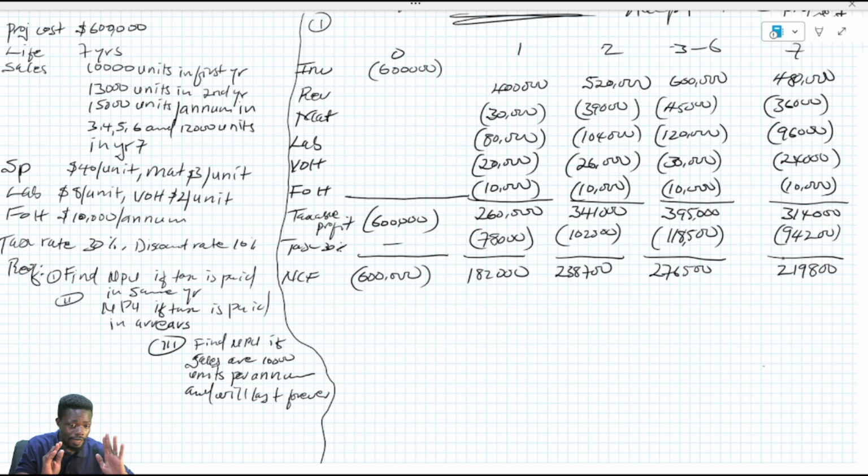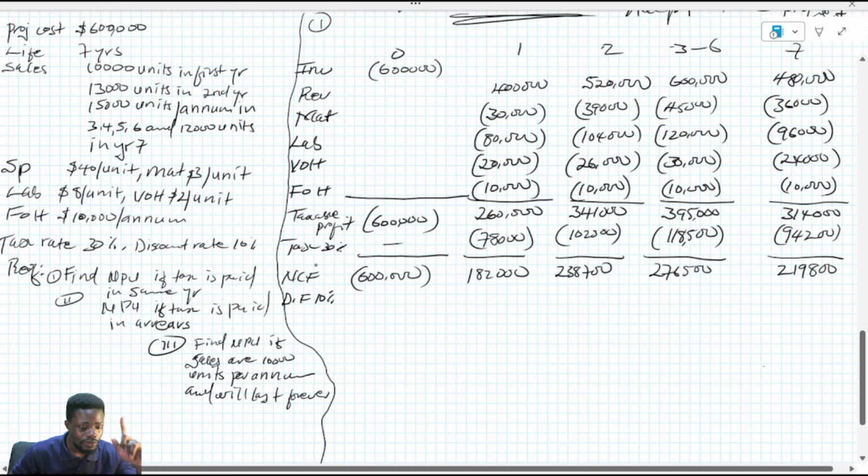Okay, look at it. Now we are about to move into another dimension. What's the dimension? After getting your net cash flow, the next step you consider is your discounting factor. What's our discounting factor in this question? Our discounting factor in this question is 10%. You look at the question, it's there. 10% is your discounting factor.